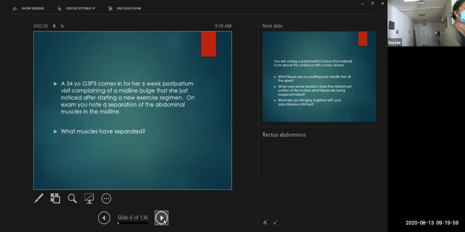What muscles have separated? Now, what I want to do for this talk is put cases like this at the beginning of sections. I'm not going to ask you to answer now, but maybe keep note to yourself what your answer may be. We'll go through the anatomy, and then at the end, we can review.